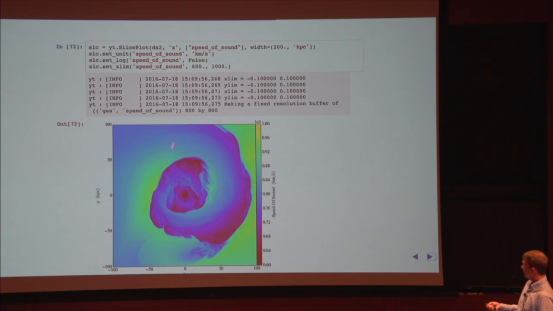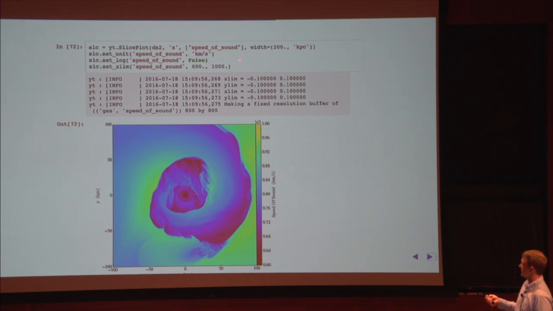And I can plot that in exactly the same way. Here I've zoomed in a little bit. The width of this slice of that same data set is now 200 kiloparsecs. And then if I decide that I want to change the units of the plot, I can do that. So I'm changing the units of the sound speed field to kilometers per second.